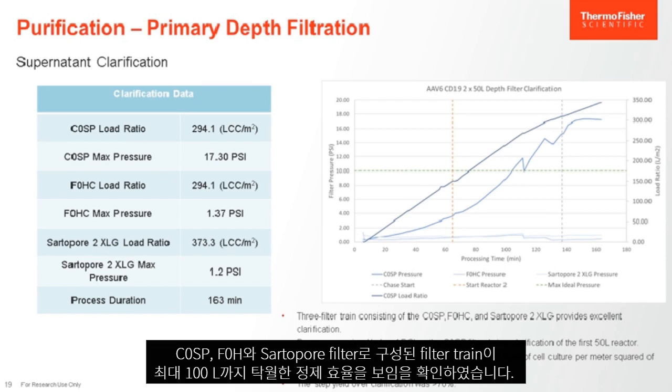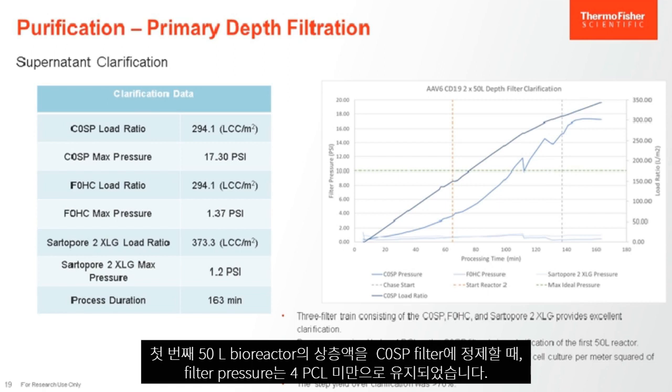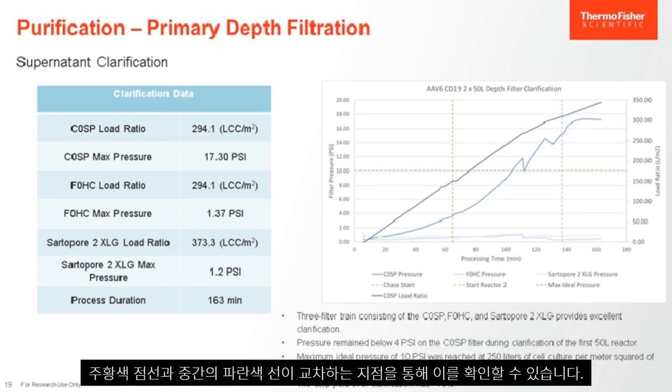see on the right-hand plot that the 3-filter train consisting of the C0SP, F0HC, and Sartapor filters provides excellent clarification of up to the full 100 liters of material that we pass through this filter train. The pressure remained below 4 psi on the primary C0SP filter during clarification of the first 50 liters. So you can see that at the intersection of the orange dotted line and the medium blue line.